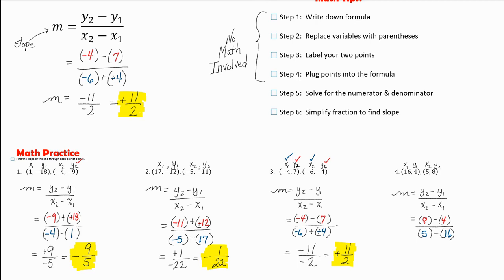So when we go to solve for the numerator, we have 8 minus 4, which is a positive 4. 5 minus 16 gives me a negative 11. Now to clean this up, a positive and a negative is a negative, and we have negative 4 over 11.